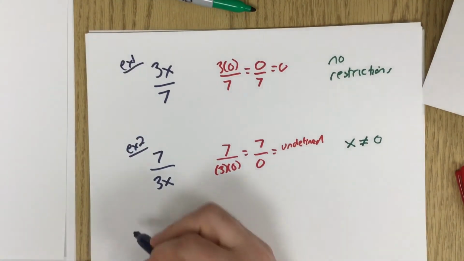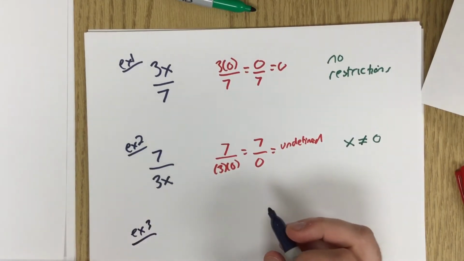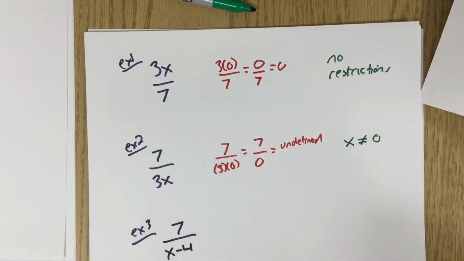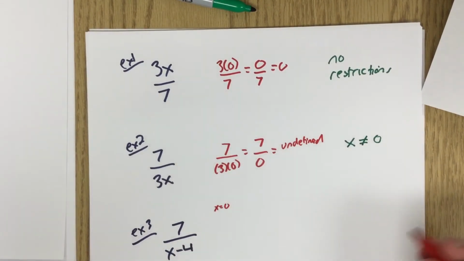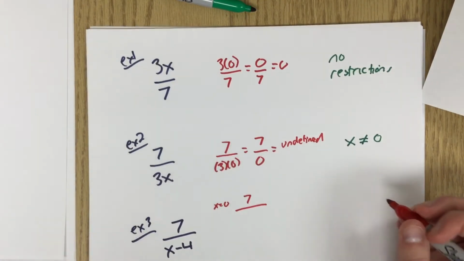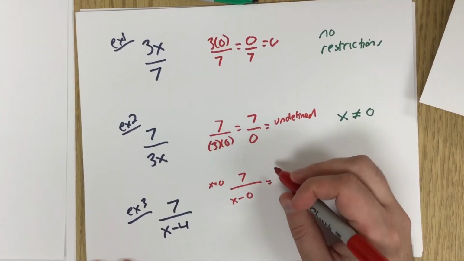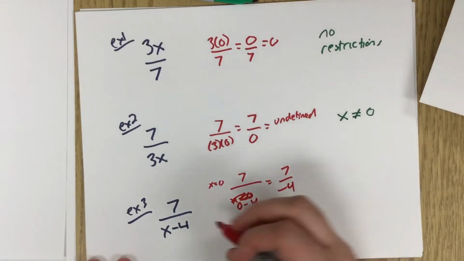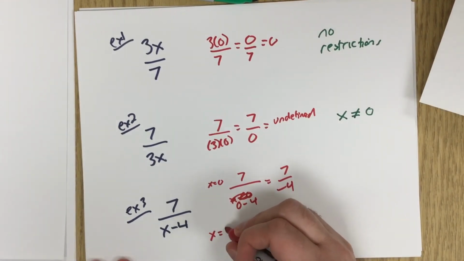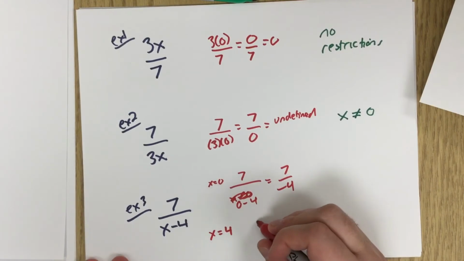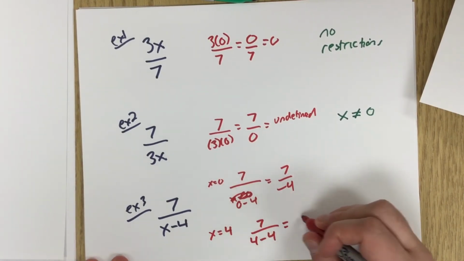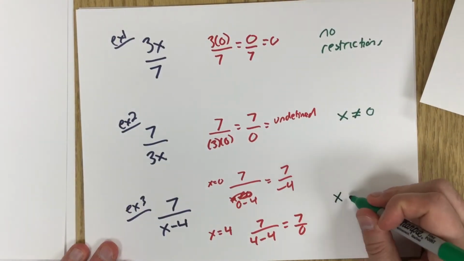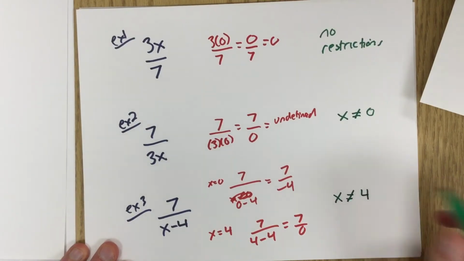Okay, let's do another example. Say we had 7 over x minus 4. Now, could x be 0 in this case? If x is 0, we would have 7 over 0 minus 4, which would be 7 over minus 4, which is fine. So what can x not be? It turns out x cannot be 4. Because if x is 4, we end up with 7 over 4 minus 4, which is 7 over 0, and we're dividing by 0, so we have a problem. So our restriction here is x is not equal to 4.